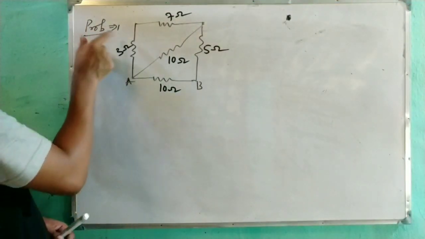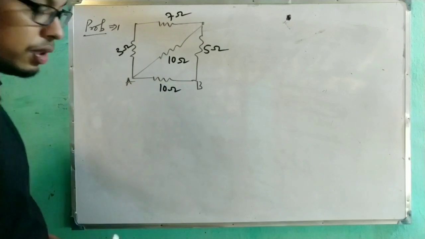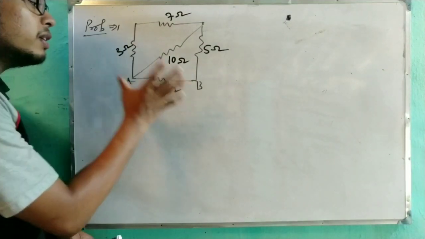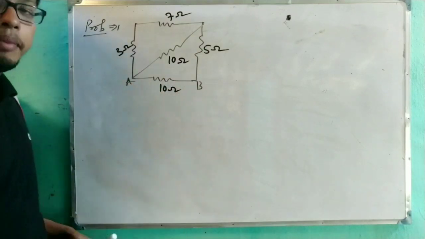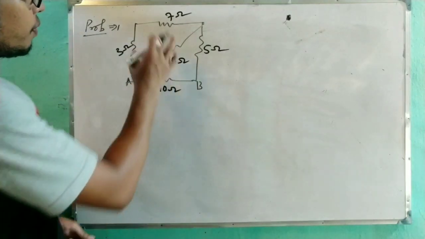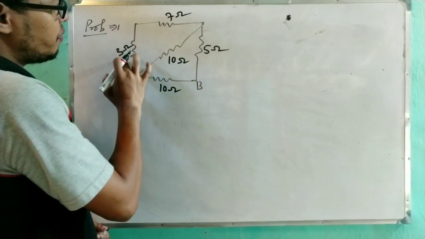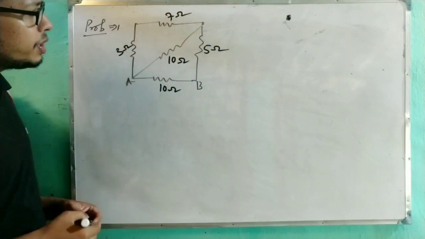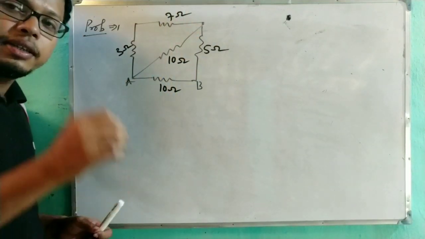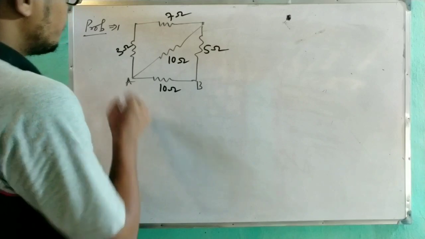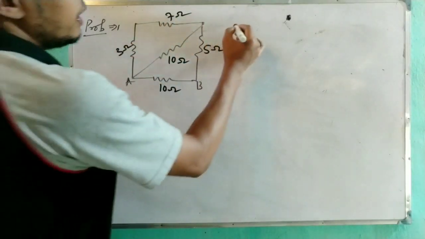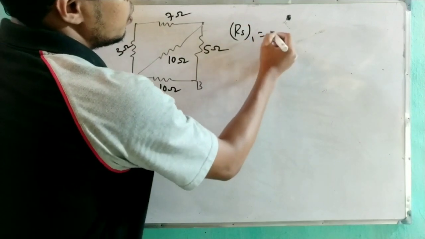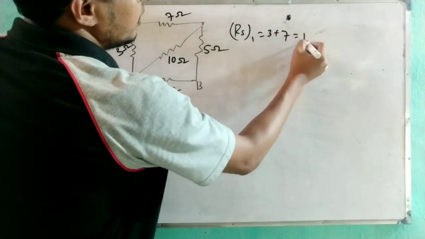Start the problem. Problem number 1. I gave this type of circuit where you have to find the equivalent resistance in between A and B. See, start from here. This 3 and 7 are connected in series. So we can say the equivalent resistance, RS1, will be 3 plus 7, this will be 10.